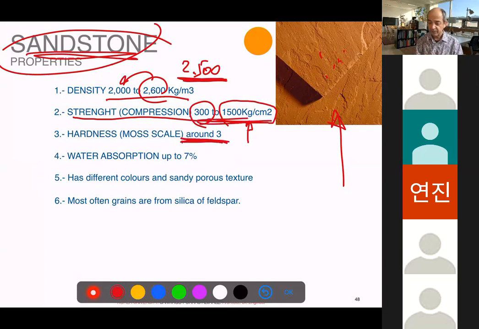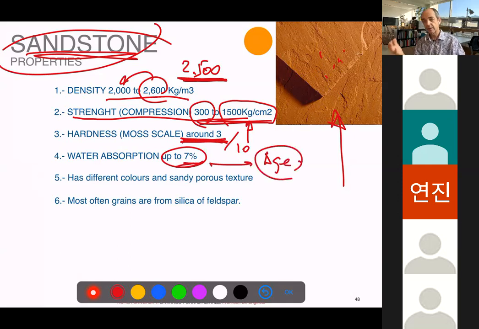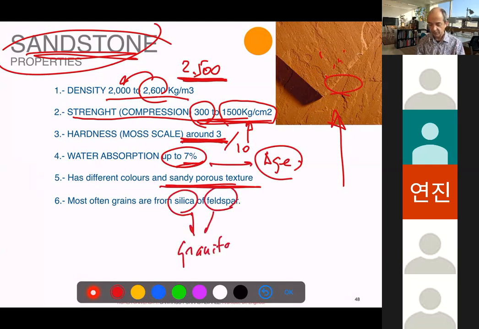It's really, really soft, 3 on the Mohs scale. We know that's 3 out of 10. It's very porous, 7% is a lot of absorption, so it's not a good idea to use them outside. Also, some people use them outside because this absorption makes the stone age, look old, and some people like it. And of course, depending on the sand, it has this kind of porous texture. And most often, the grains are silica or feldspar, which comes from the granite decomposition, right? Or disgregation.